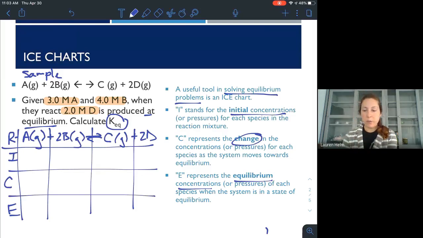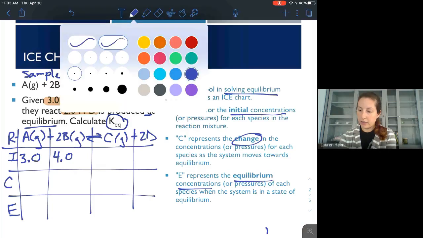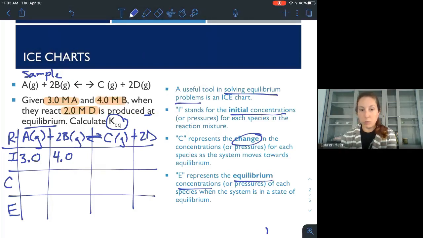So here's my chart. I'm going to fill in what I know, given 3 moles of A and 4 moles of B. So that's our initial concentrations. We have 3 of A and 4 of B. And we're told they react to form 2 moles of D. That means at equilibrium, we have 2 moles of D. So now let's start filling in our chart. Well, given 3 moles of A and 4 moles of B, that means I did not yet have any products initially. So 0 C and 0 D.